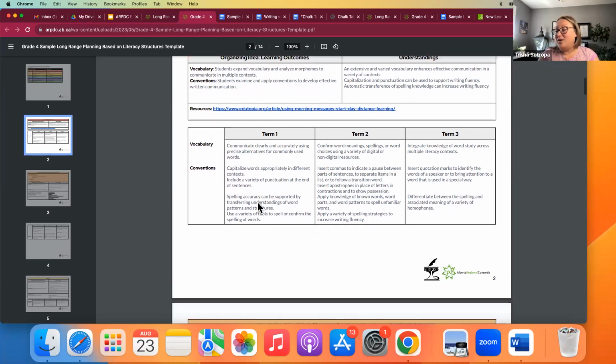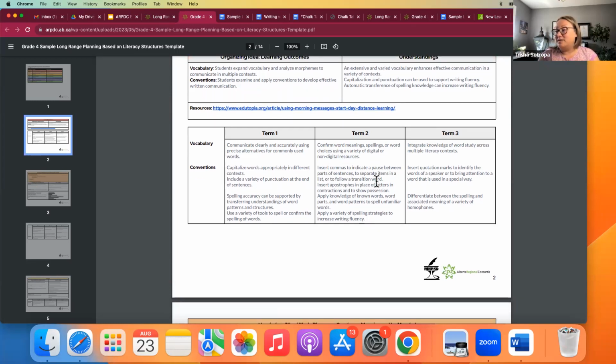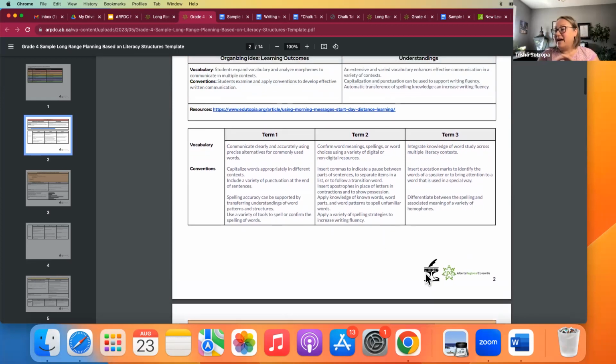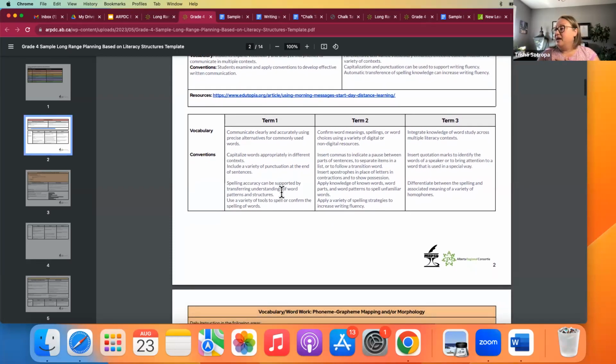So we broke it down into 3 terms because in Medicine Hat Public, this is who I worked with on this one. In Medicine Hat Public, they have 3 terms. So I'll show you the grade 6 one as well, because it's a little bit different because they have 4 terms.